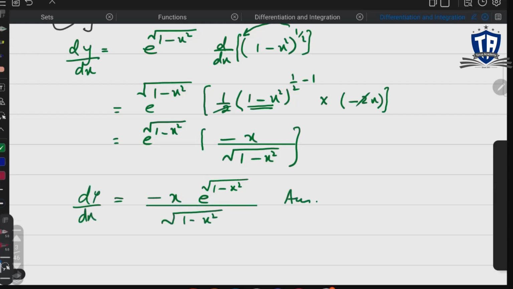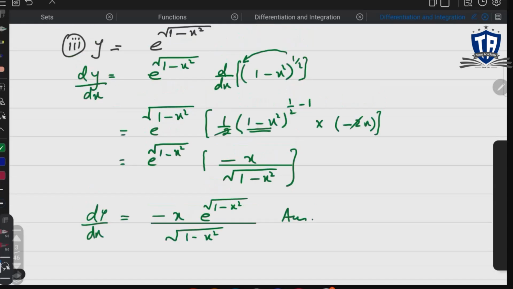Okay, this is it. I'm sure you'll be able to attempt any exponential function and take its derivative.